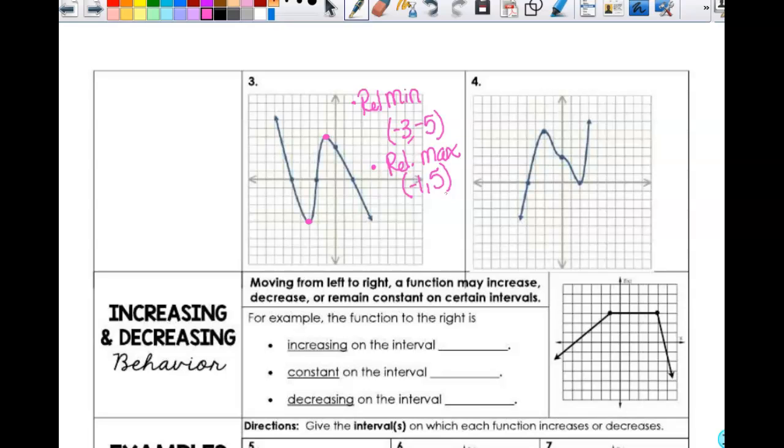All right. How many critical points do I have in number 4? It's actually 3. Because remember, I have maximums and minimums, but then I also have this wiggle, right? So I actually have 3. I have this one. That is a relative maximum at (negative 2, 6).